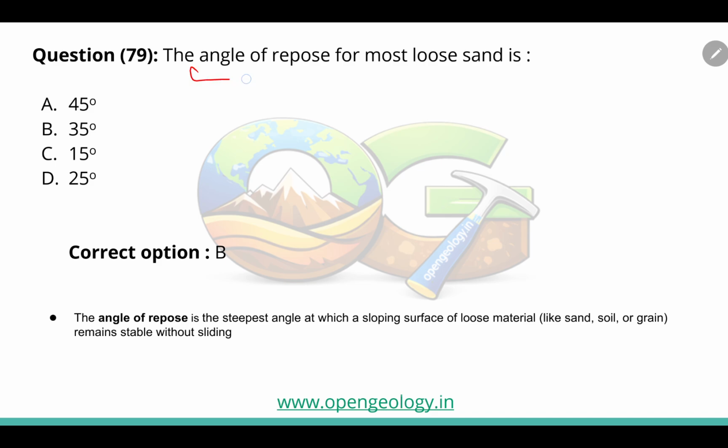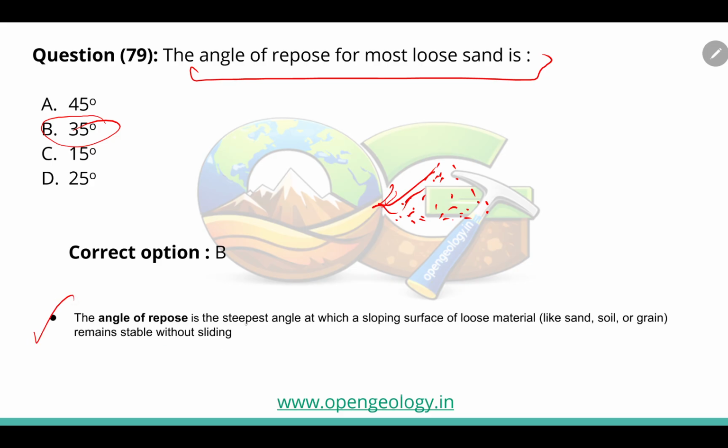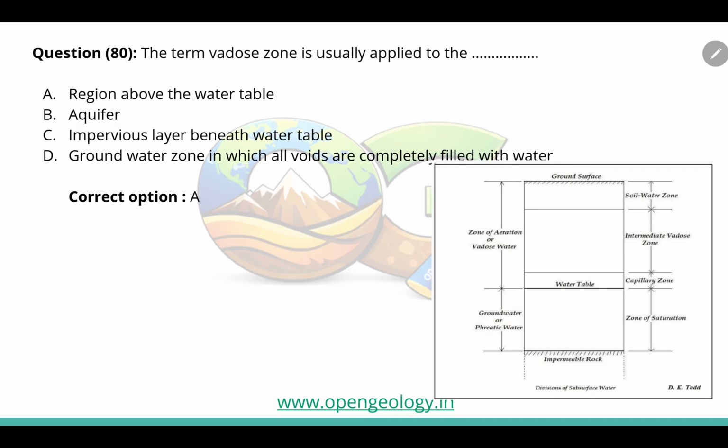Now, the angle of repose for most loose sand is... Let's say sand is going to pile up. What is the angle after which the sand will start to flow freely? It is 35 degrees. By definition, it is the steepest angle at which a sloping surface of loose material remains stable without sliding. So the correct option will be the second.